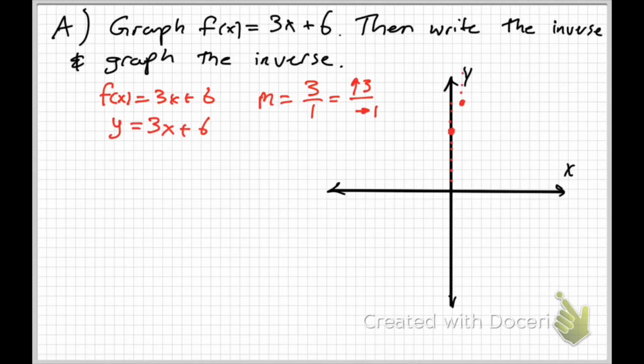Up 3, 1, 2, 3, over 1. I could also go 1, 1, 2, 3, like that, because I still have my positive slope here. So this is my, let me do it this way actually.